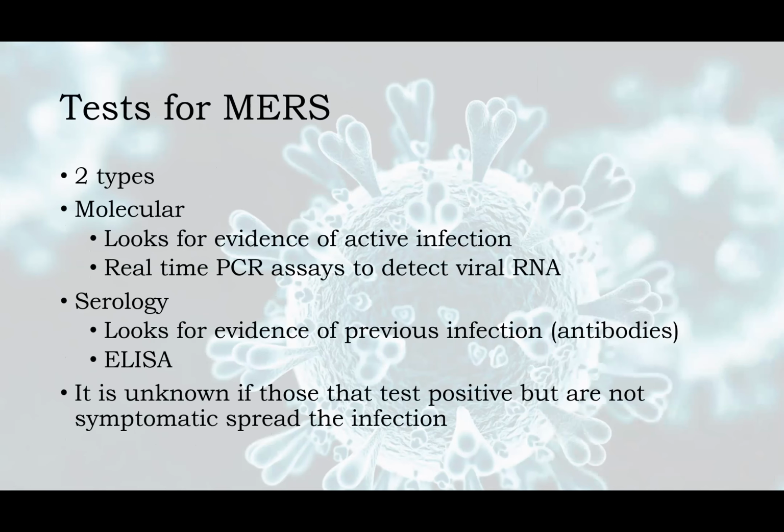There are 2 different types of tests to determine if somebody has a MERS infection. The first one is molecular testing, which looks for evidence of an active infection. This test is a real-time PCR assay, and this detects the viral RNA. The other test is a serology test. This one looks for evidence of a previous infection, so this test is looking for antibodies. One of the primary tests that they use is the ELISA test, which we learned about earlier in the semester.